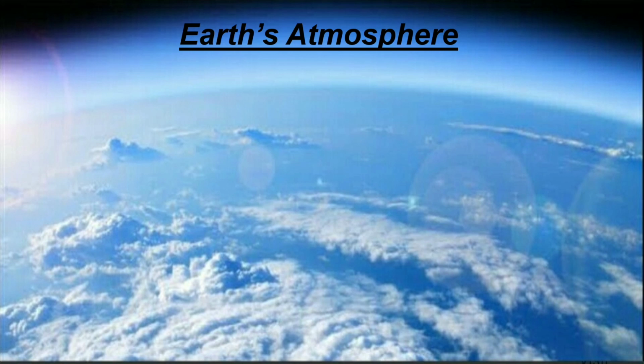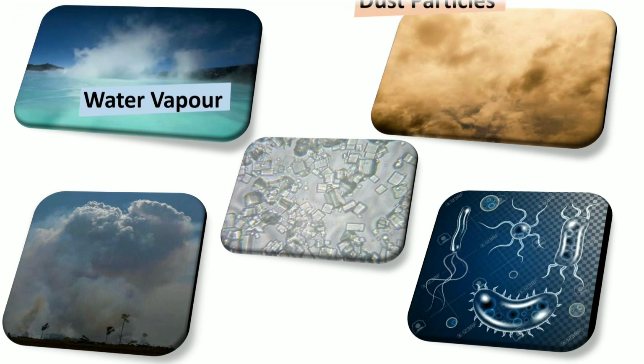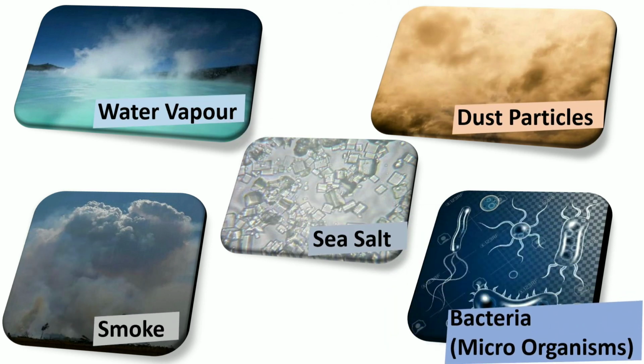The sphere of air that wraps the earth from all the sides is called atmosphere. It extends approximately up to 1600 kilometers from the surface of the earth. The atmosphere contains many gases, most in small amounts, including some pollutants and greenhouse gases. Water vapor, dust particles, smoke, salt, microorganisms, etc. are also part of atmosphere.